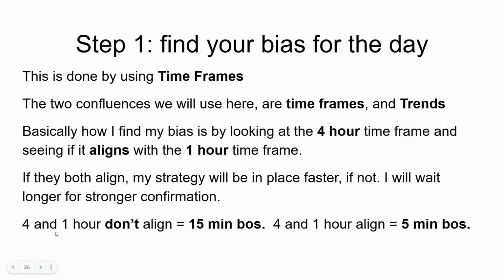That brings me to step 2 of the strategy: if my daily bias does not align, we scale down to whatever time frame fits what happened. If the 4-hour and 1-hour didn't align, I scale down to the 15-minute time frame and look for a break of structure after I get my liquidity sweep. If the 4-hour and 1-hour align, we wait for the liquidity sweep, and then scale down to the 5-minute and look for a break of structure.